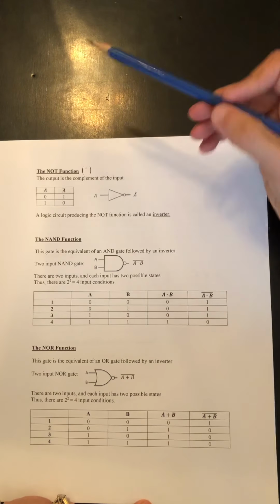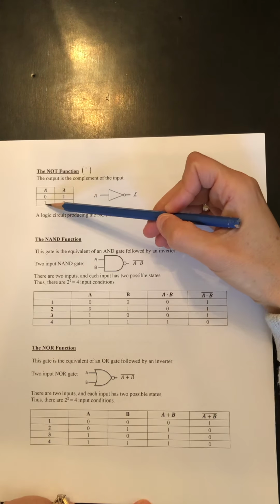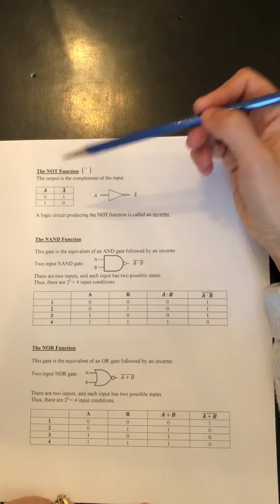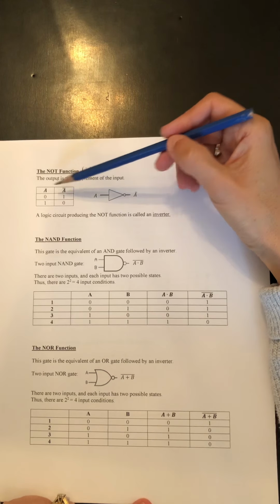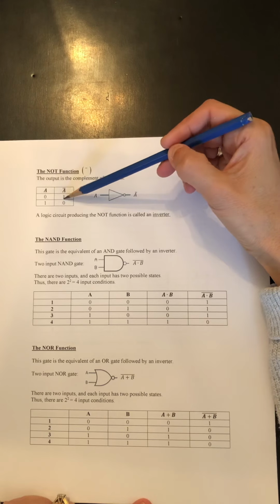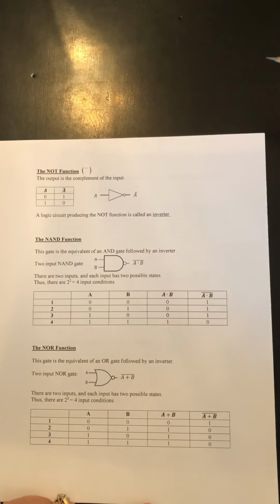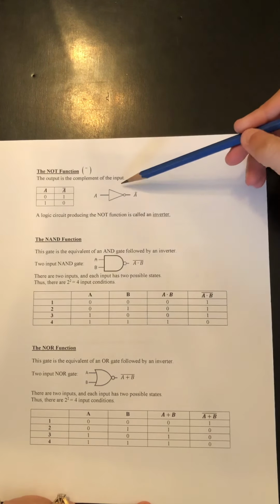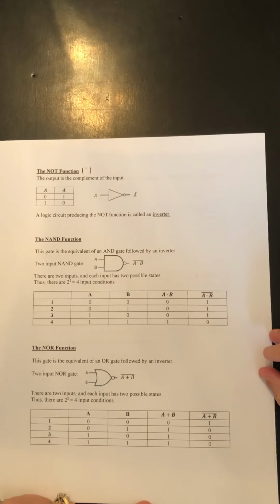So A itself can either be a 0 or a 1. What will A not be? Its opposite, so a 1 and a 0. Okay, so that's the NOT function.